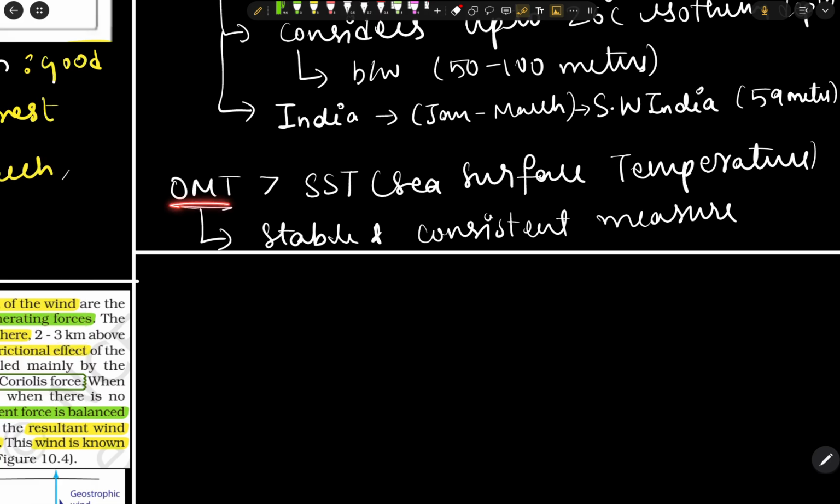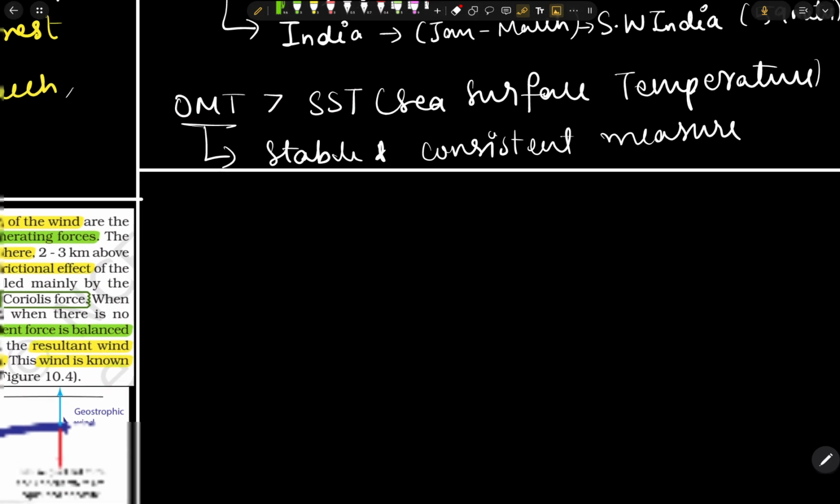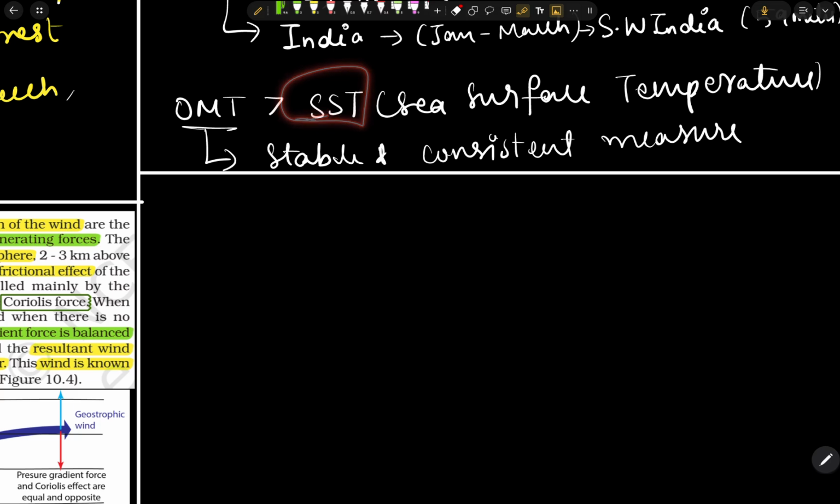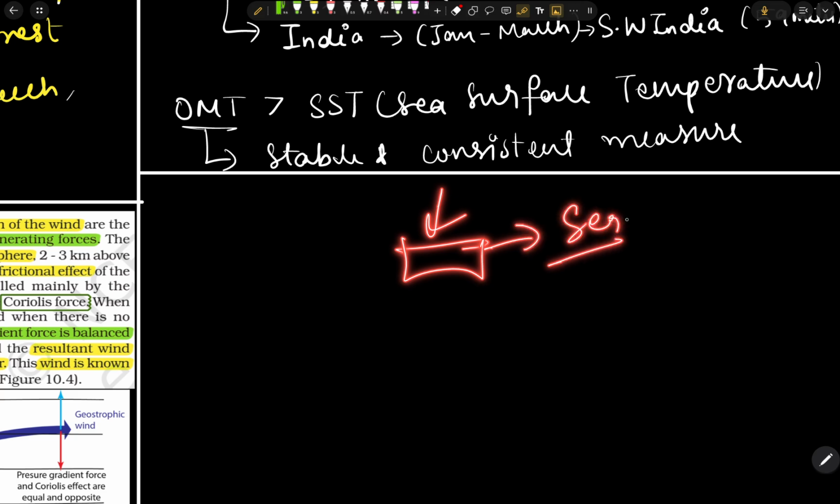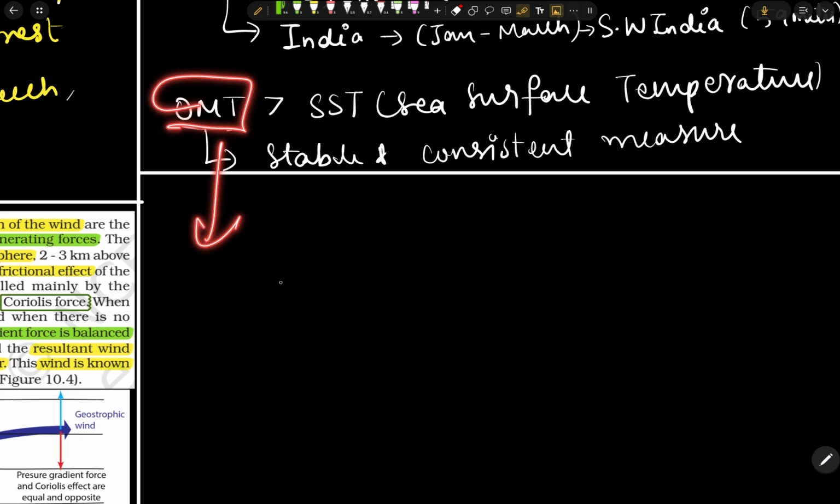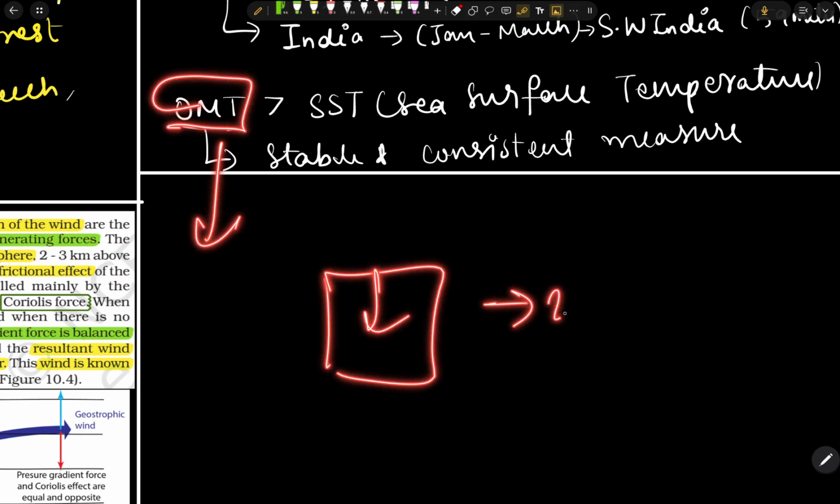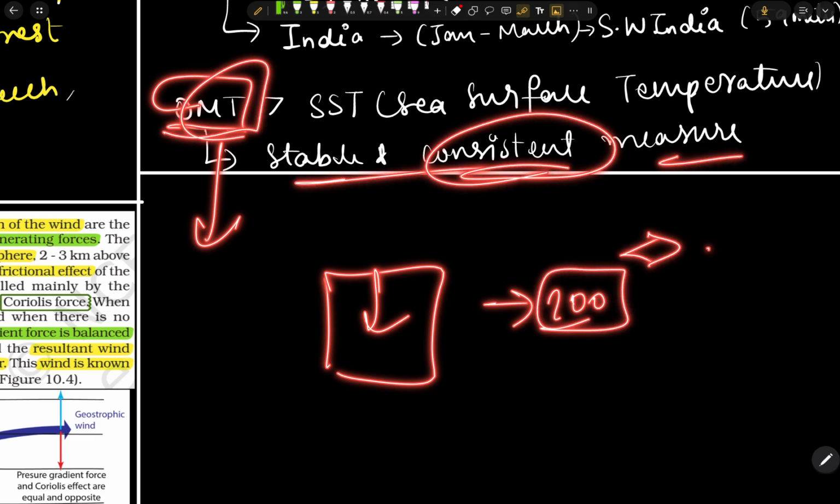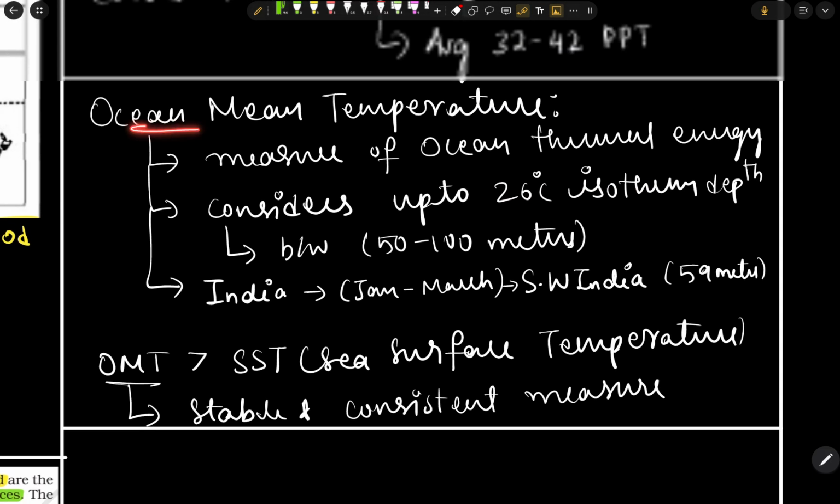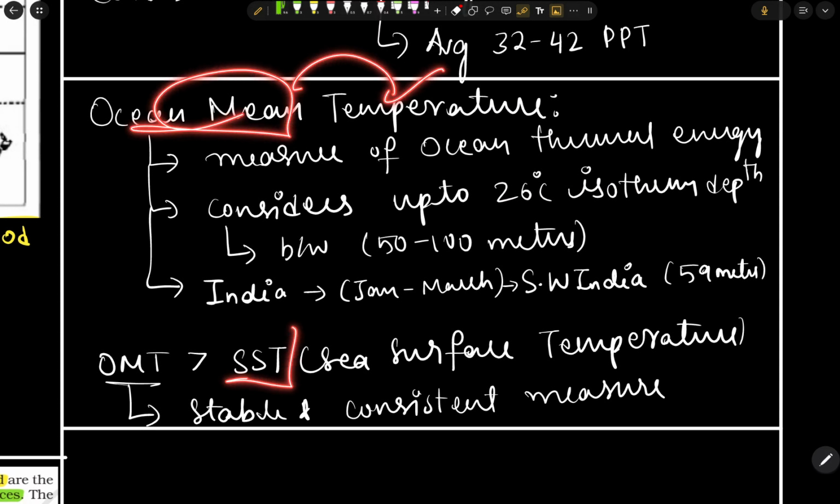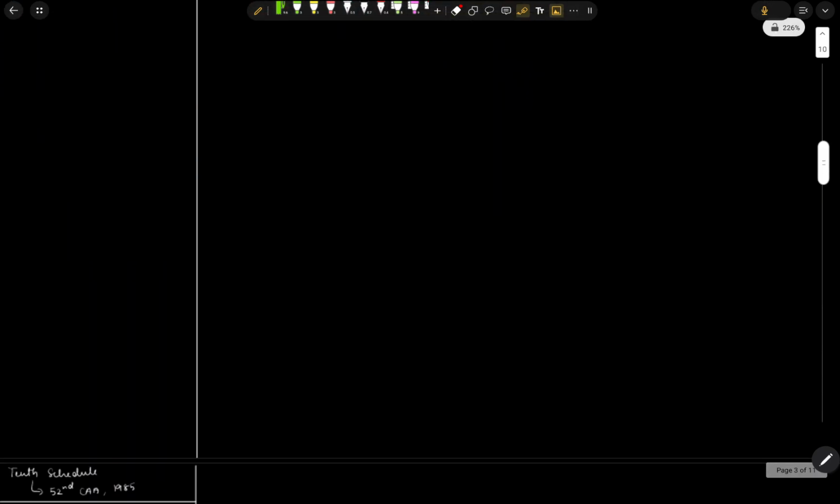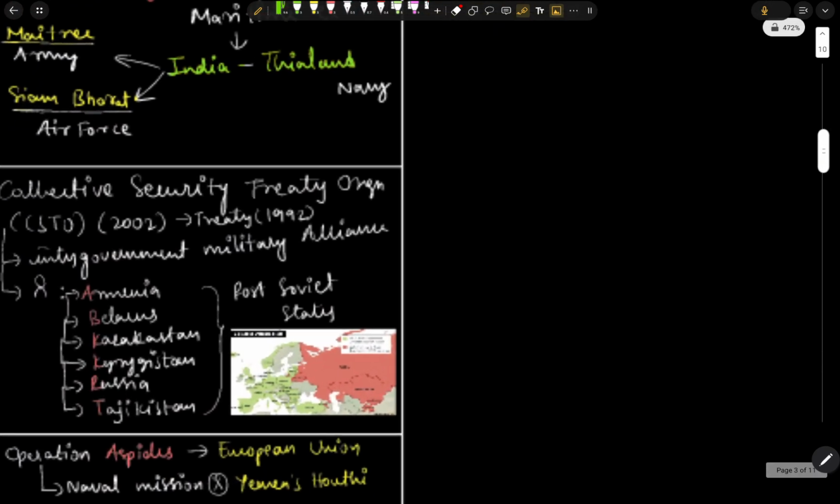And also we say that OMT is better than SST because in SST there is a high chance of fluctuations due to high insolation, and change in temperature of the sea surface due to wind and some other factors. But in OMT we go to the depth of the ocean up to 100 meters. So that's why OMT is a stable and constant measure of the thermal energy of ocean temperature compared to the SST. So now let's see the international relations part.